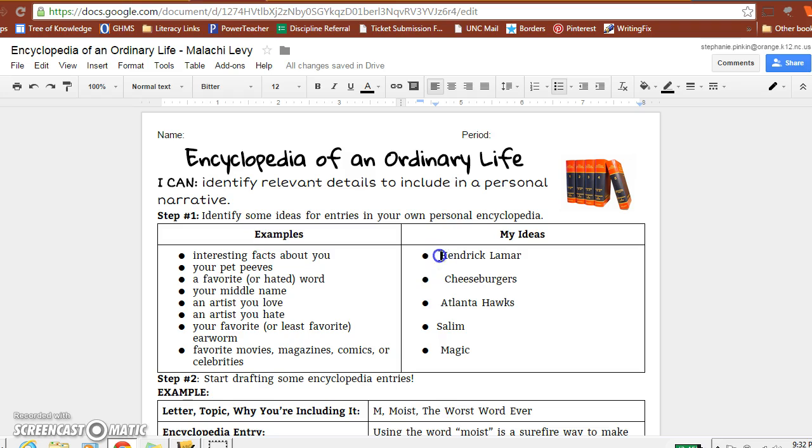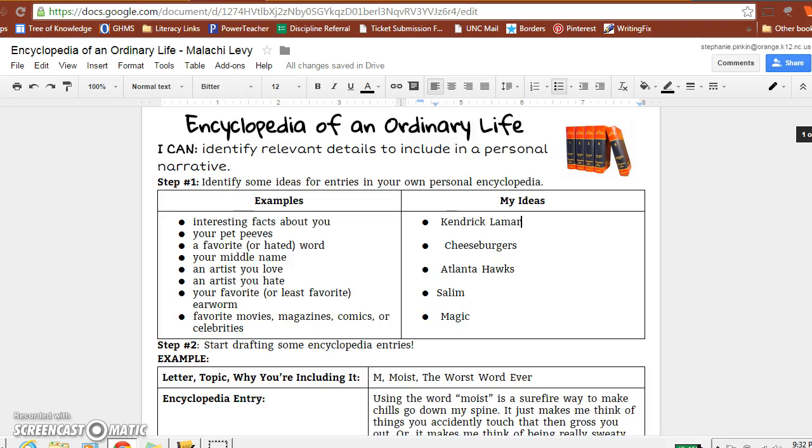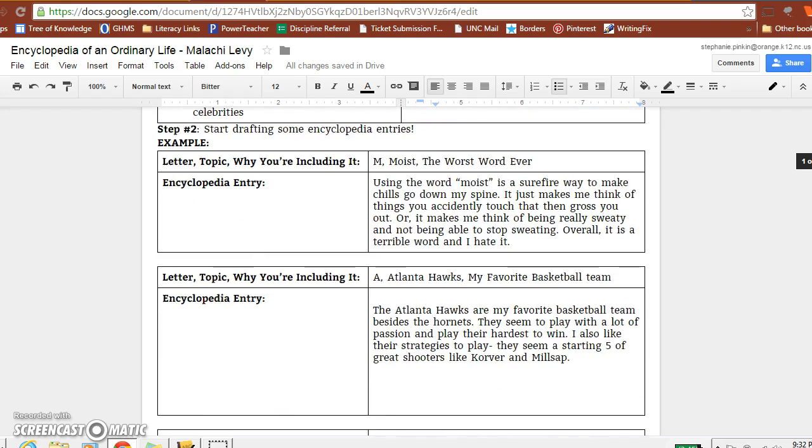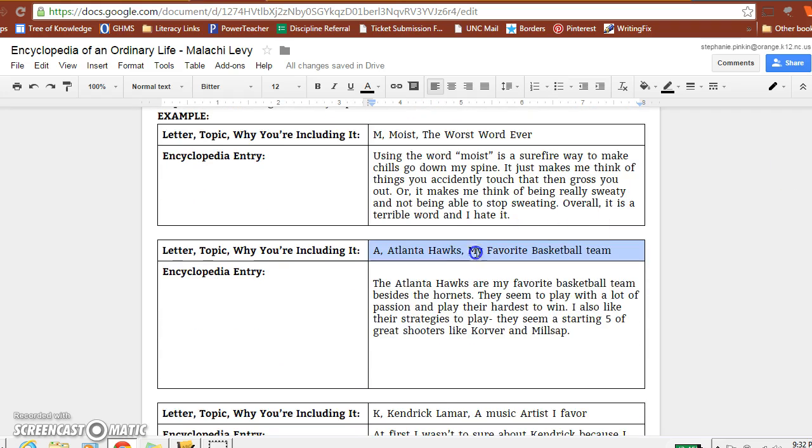He recorded some of his ideas here, and then he was able to follow my formatting, which was tricky for a lot of students. I ended up actually having them come back together and retaught that real quick, and we looked at the mentor text again for understanding how and why an encyclopedia entry is organized this way.